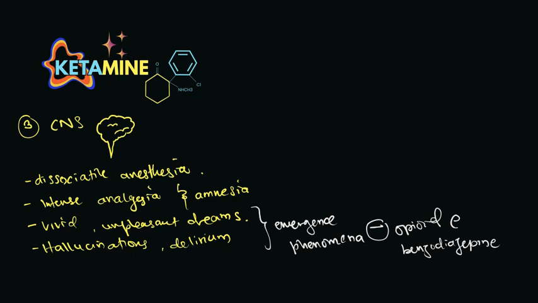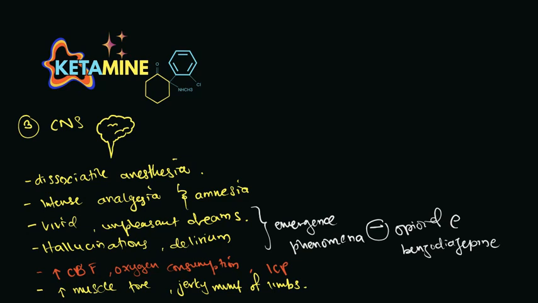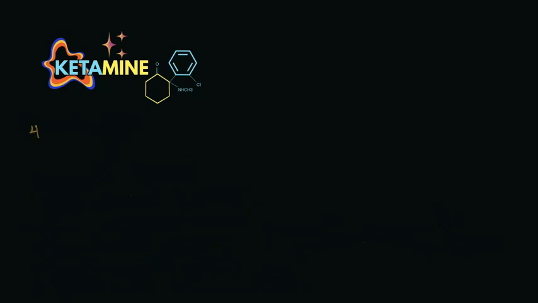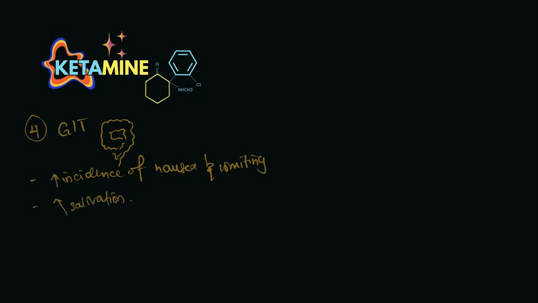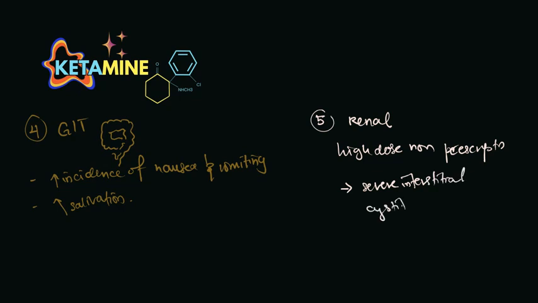Very important changes in the central nervous system: it increases cerebral blood flow, oxygen consumption, and intracranial pressure. It also causes increased muscle tone, including some jerky movements of the limbs. In the gastrointestinal tract, ketamine can cause an increase in the incidence of nausea and vomiting. It also increases salivation. And lastly, the renal effect of ketamine. Non-prescription high-dose administration of ketamine can cause severe interstitial cystitis that may require cystectomy.